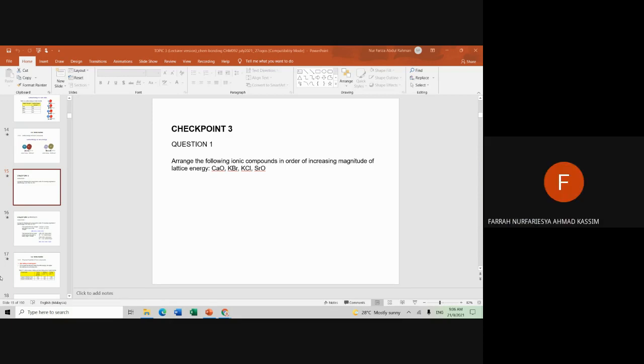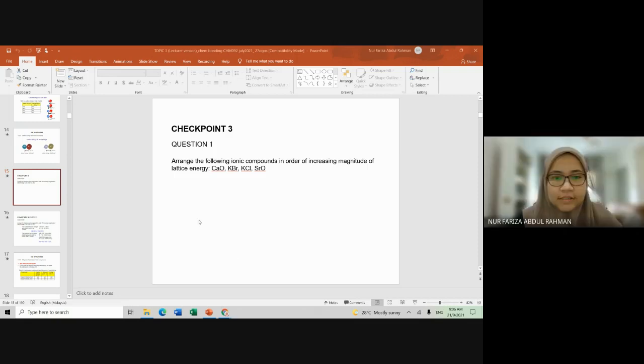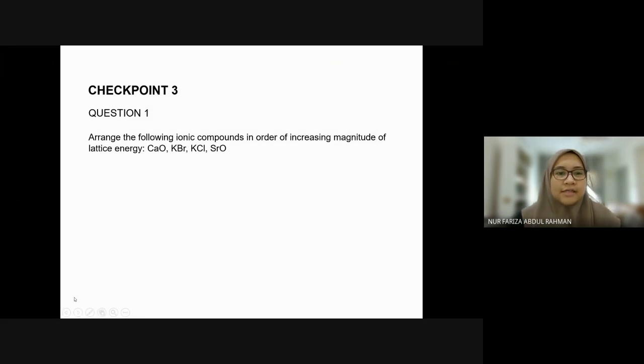My answer for the first one is potassium chloride. Wait a second. Arrange the following ionic compounds in order of increasing magnitude of lattice energy. Meaning that we should start from the lowest, from the smallest to the highest.